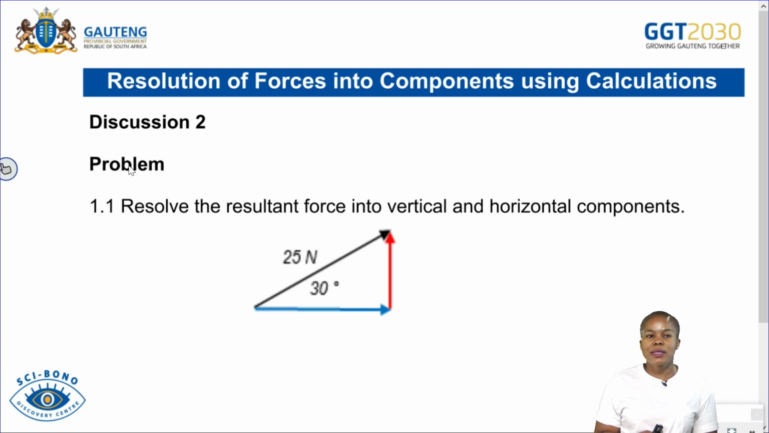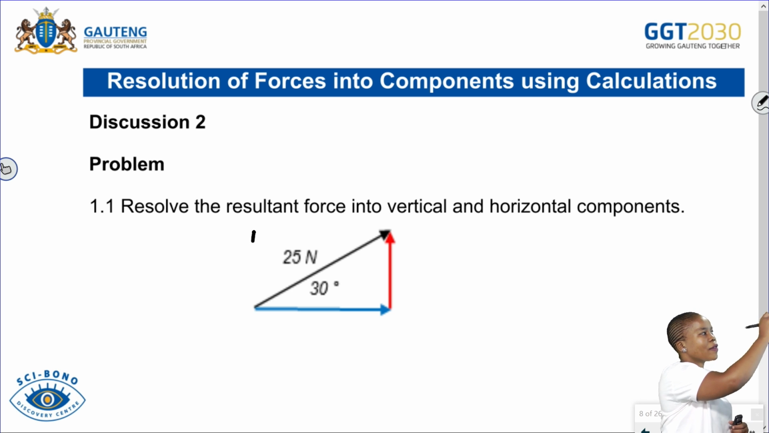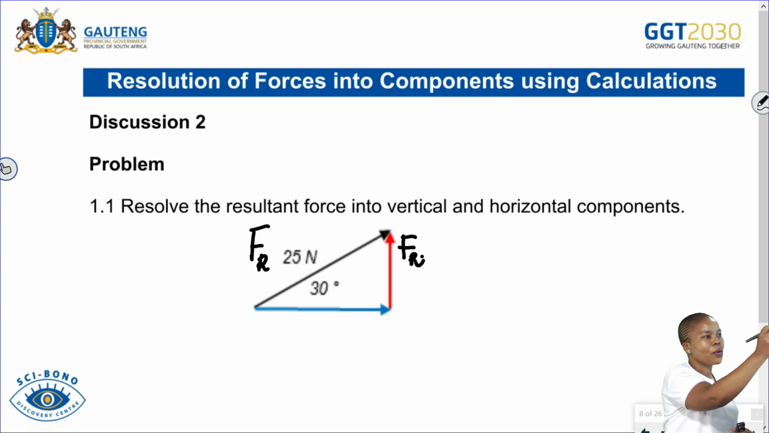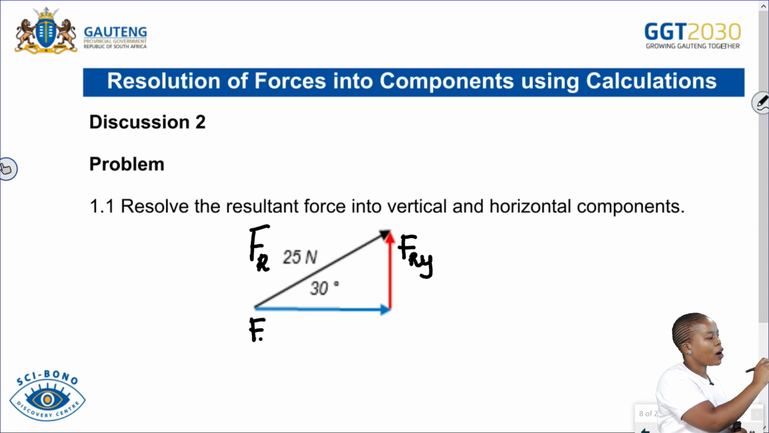So we've represented the components, the horizontal component as well as the vertical component, using different colors: your vertical component being red and your horizontal component being blue. Now, if this is given to us as Fr, then this one is your Fry, and this is Frx.